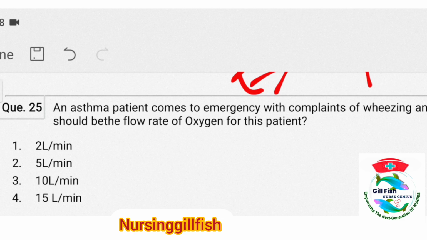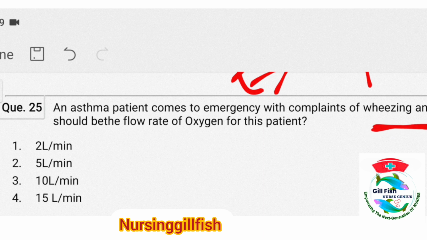An asthma patient comes to emergency with complaints of wheezing and chest pain. What should be the flow rate of oxygen for this patient? So the patient is coming for wheezing and chest pain. Just understand the question. What is the patient having? Wheezing and also chest pain.